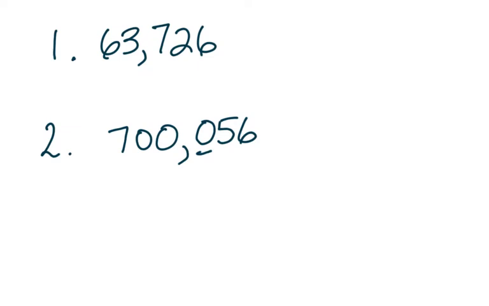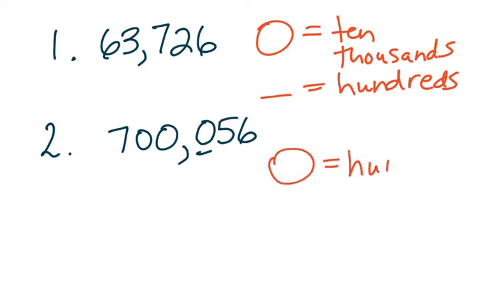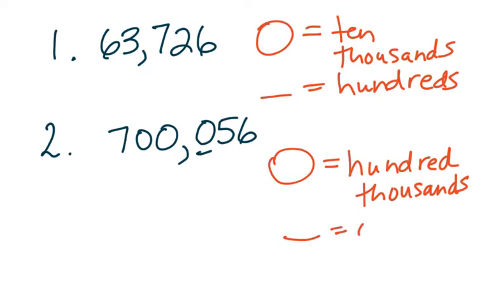So for number 1, I would like you to circle the number in the 10,000s and underline the number in the hundreds. For number 2, I'd like you to circle the number in the 100,000s and underline the number in the ones place. So for number 1, the 10,000s place is the 6, the hundreds is the 7. The 7 is in the 100,000s and the 6 is in the ones.